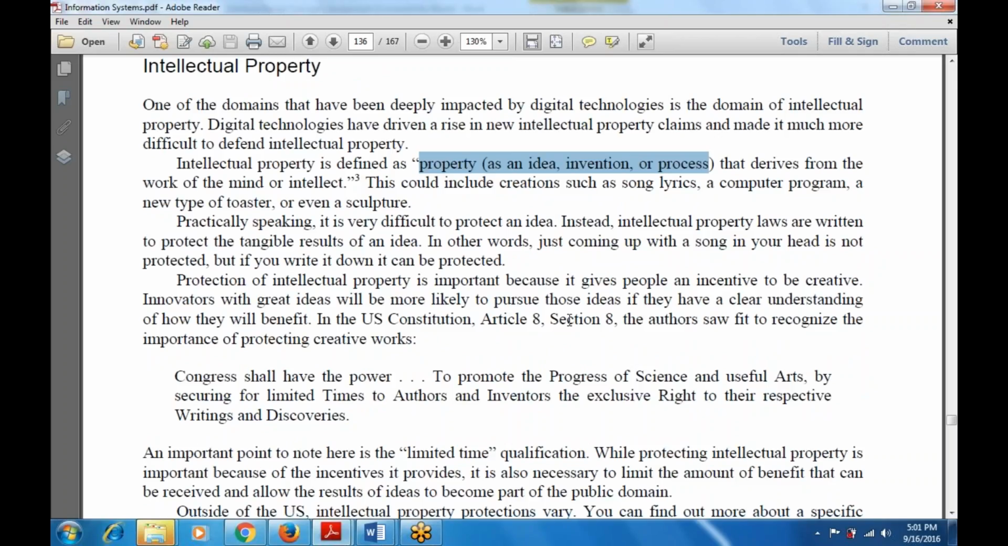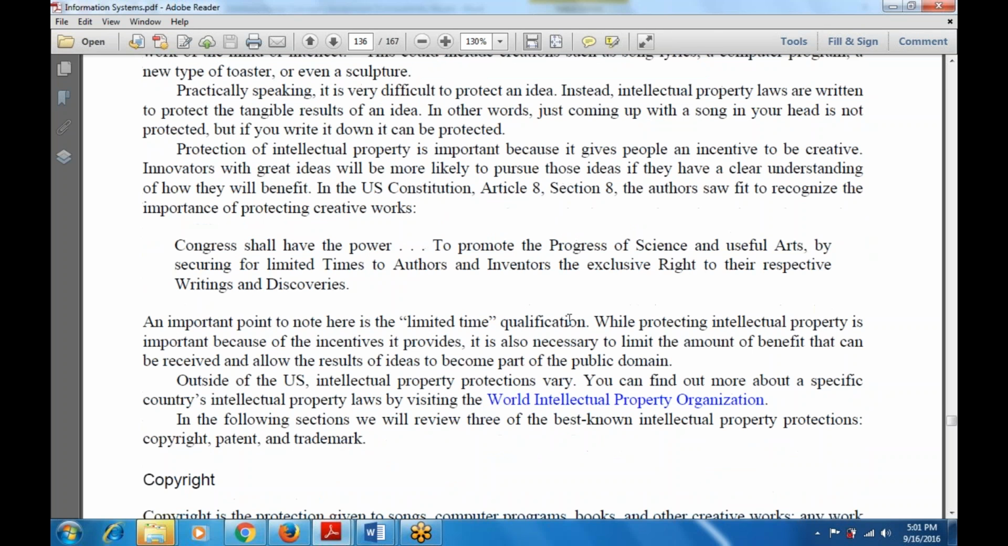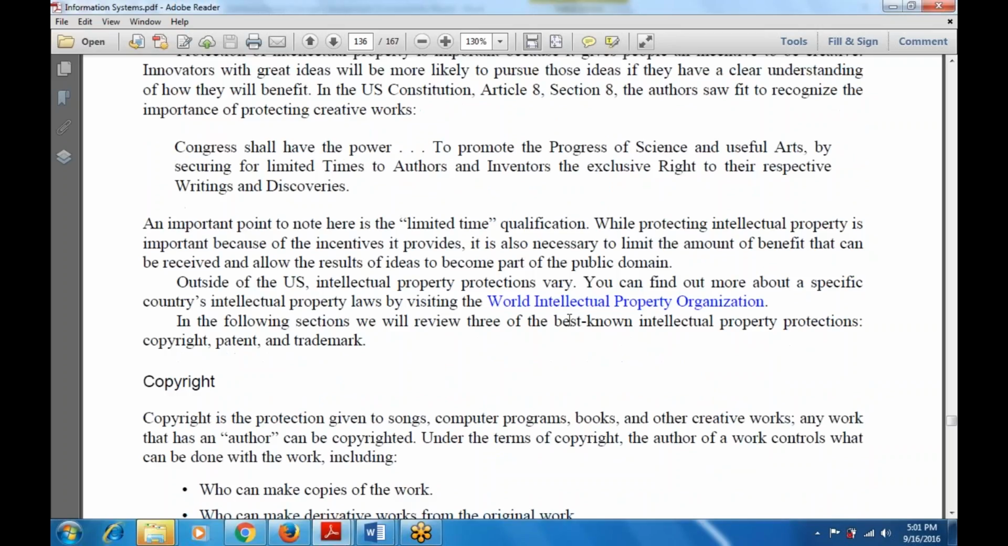Practically speaking, it is very difficult to protect an idea. Instead, intellectual property laws were written to protect the tangible results of an idea. An idea in your head is not protected, but if you can write it down, it can be protected. Protection is very important because it gives people an incentive to create. And an important point is the limited time qualification.